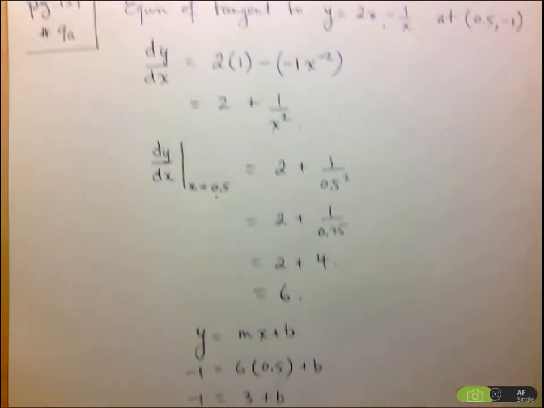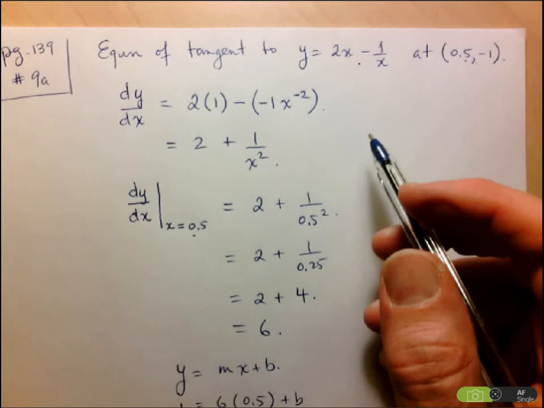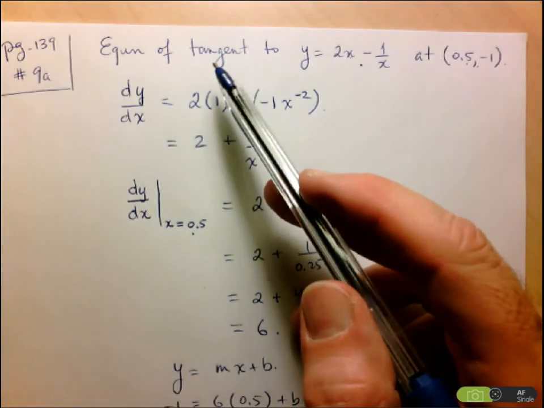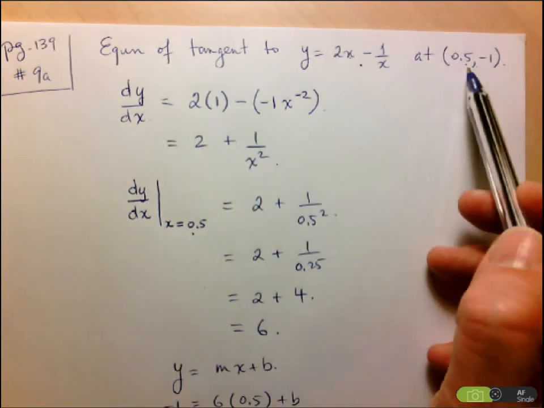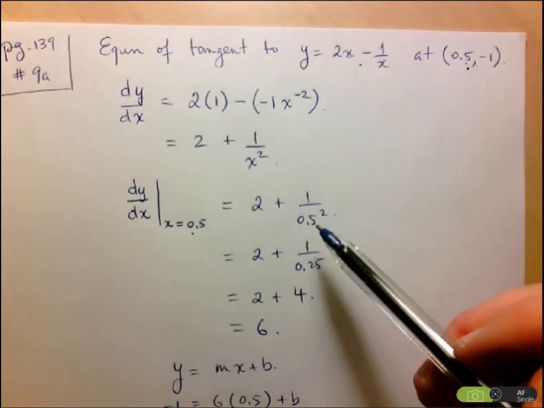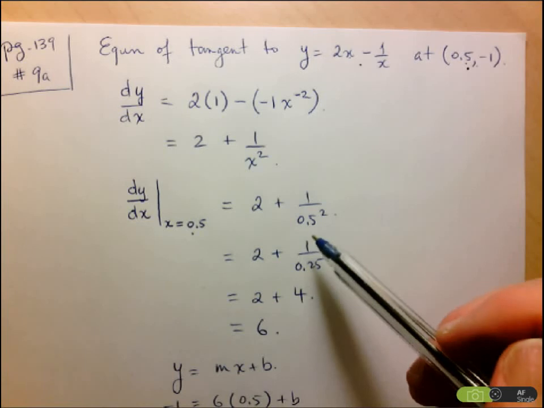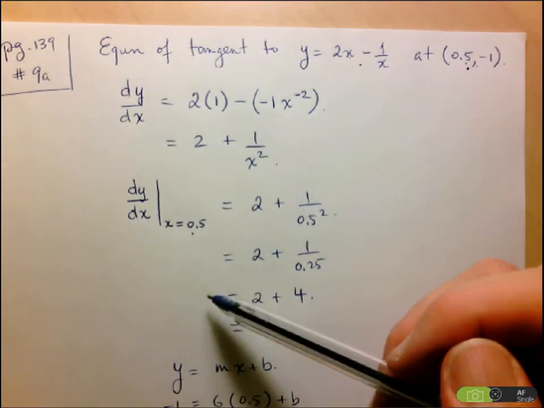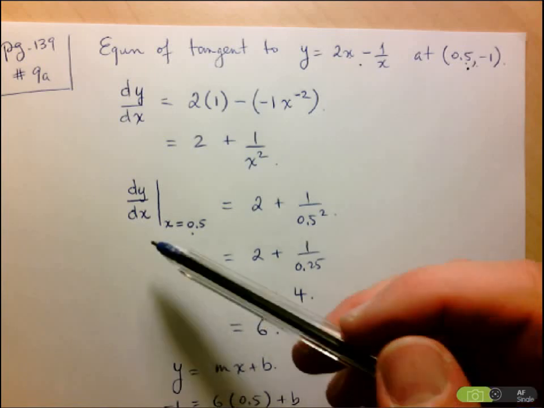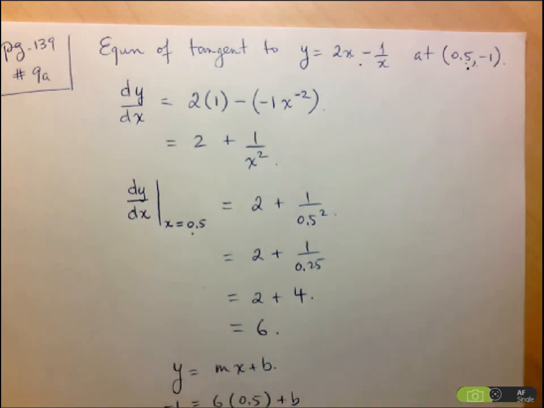Just to recap here, since we're looking for the equation of the tangent, we know we're looking for the equation of a line, and we need a point and a slope. The point is given because it's shared with the function at that x value, and the slope is determined by finding the derivative of our function at that x value. Okay, that's it.